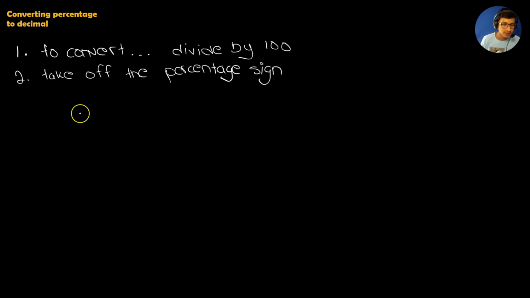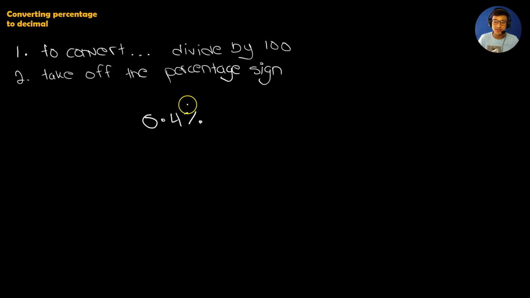And so let's go to another one. What about 12.5%? Again, it's very simple. Just divide by 100 and remove the percentage sign. So once, twice, our decimal point would go there. Take off the percentage sign, and so the decimal would be 0.125.